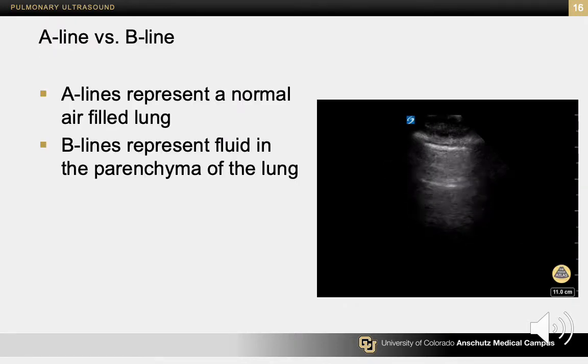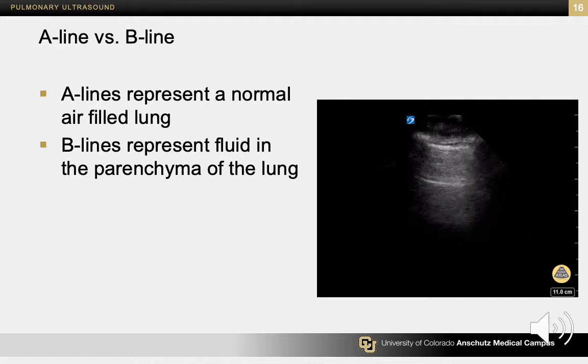Okay, moving on here, we're going to talk a little bit about A lines and B lines and what they mean. This is similar to what we saw in that schema where they were talking about A profiles and B profiles, same thing. What we've got here on the image is a normal lung. We've got some rib shadowing here, skin up here, visceral parietal pleural interface right here, the bright white line. Then as you go down through the air, you get this artifact of these horizontal lines. That's normal artifact from an air-filled lung.